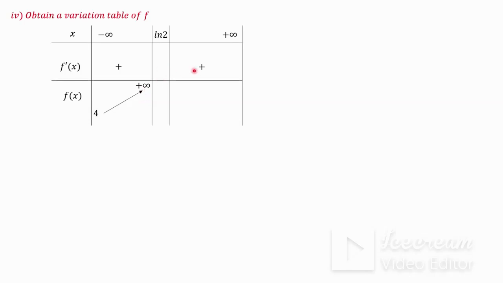Similarly, since the sign of f prime of x in the interval ln of 2 to positive infinity is positive, it implies our function f of x is increasing in the interval ln of 2 to positive infinity. And we calculated the limit of f of x as x tends to ln of 2 from above to be negative infinity, and the limit of f of x as x tends to positive infinity to be 2. So this is our table of variation, that is the variation table of f.